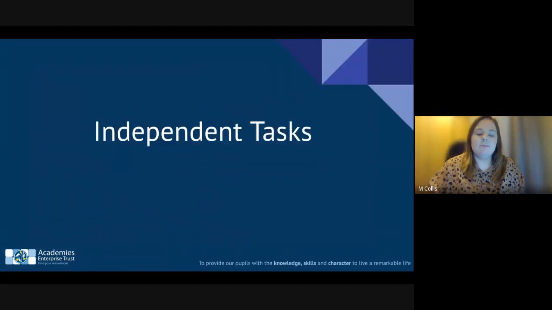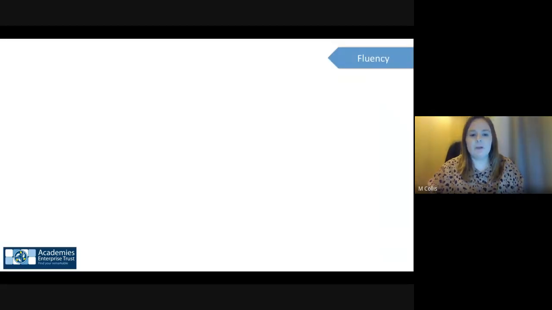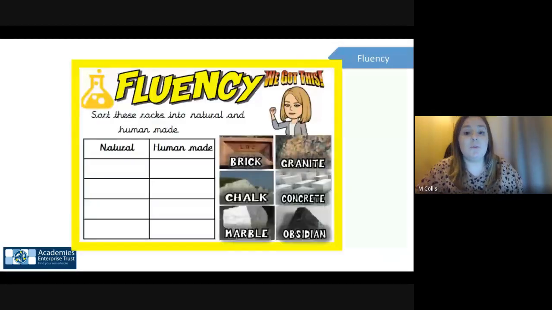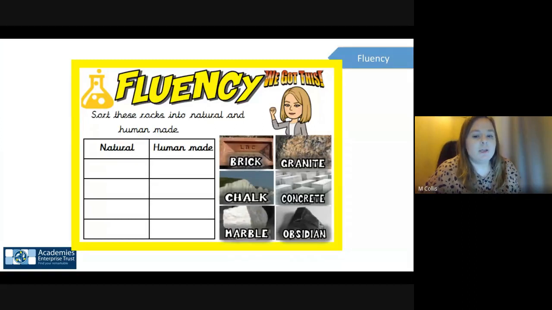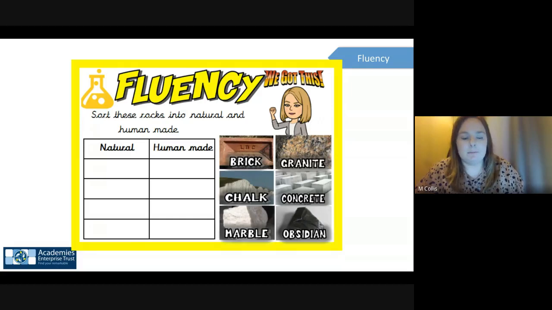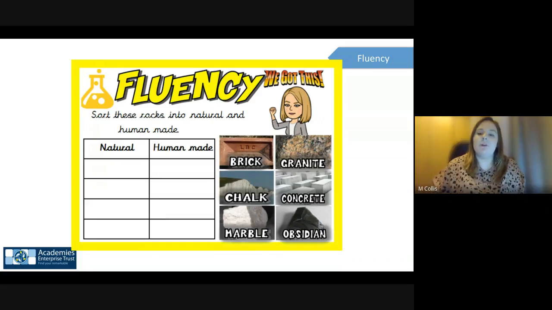So let's move on to what your independent tasks are. Your first task for your fluency is you need to sort these rocks into natural and human-made. You've got brick, granite, chalk, concrete, marble, and obsidian. I want you to sort them into which ones are natural rocks and which ones are human-made. There may be some that are more natural than human-made. So I want you to go through on your Google form and decide if they are natural or human-made.